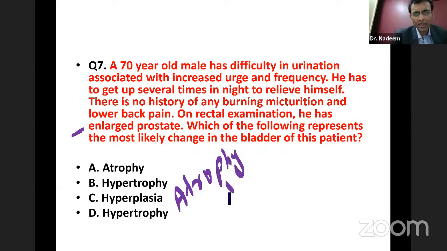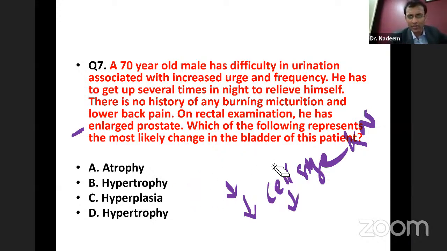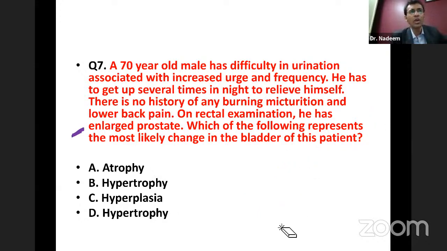So when I talk about atrophy, atrophy means what? There is a decrease in cell size and number, fine. So what is happening here? This can happen because of ischemia, because of aging, because of malnutrition, all right? So this is not a case of atrophy. Okay, very good.